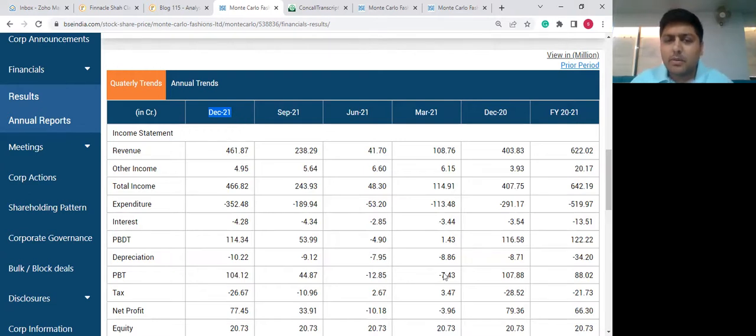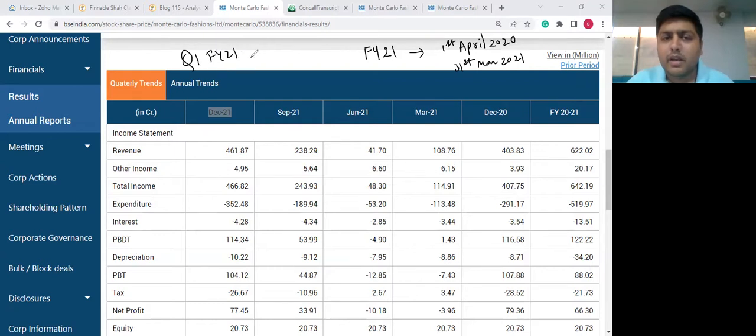So I just want to talk about the nomenclature here because a lot of times I have seen candidates or financial analysts getting confused with the nomenclature. So when someone says FY21, what do they mean? It's basically from 1st April 2020 to 31st March 2021. So when someone says I'm referring to Q1 FY21, they're actually referring to the data from 1st April 2020 to April, May, June, so 30th June 2020.